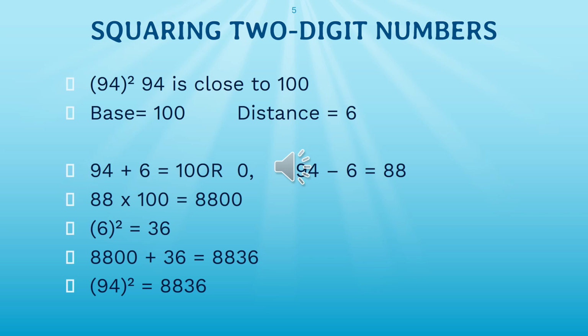Now, this is quite easy because of the base that we use, which is 100. And we know for a fact that multiplying any number by 100 is simply adding two zeros to that number.